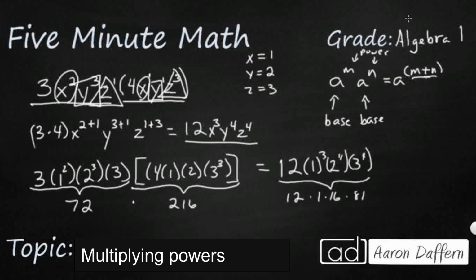So this first expression was 72. The second expression was 216. Right? So if we were to multiply those two, that's going to be 72 times 216, 15,552. This other one over here, I just simplified each of those powers. 12 times, well, 1 is just 12, times 16 times 81. And guess what that makes? 15,552.